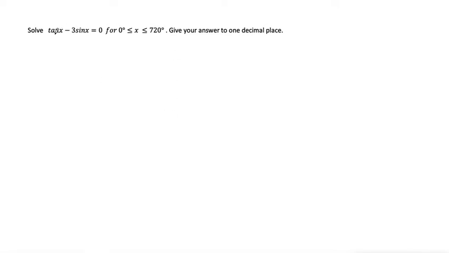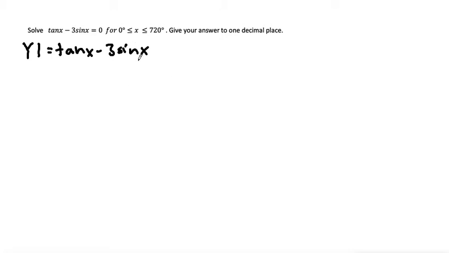So the first thing we want to do is take what's on the left-hand side and plug that into y1. So if you hit the y equals button on your calculator and then plug in your tan x minus 3 sine x into y1. Because the other side is 0, we don't have to put a y2. If we had something on the other side that was not 0, we could put that into y2 and then find the intersection points. But since it's 0, we can just use the zeros function on our calculator.